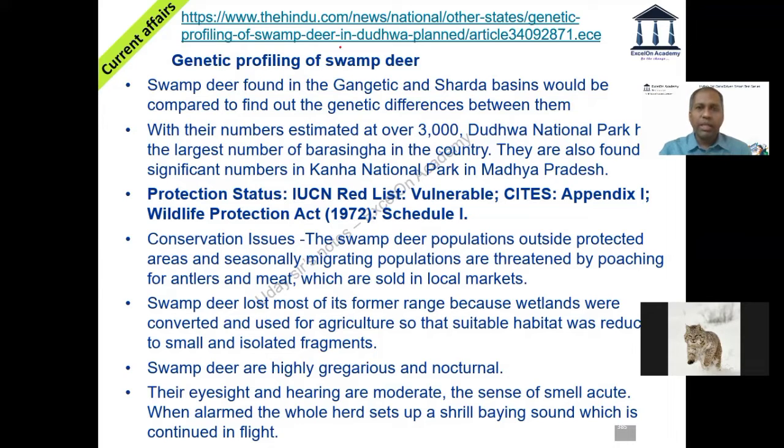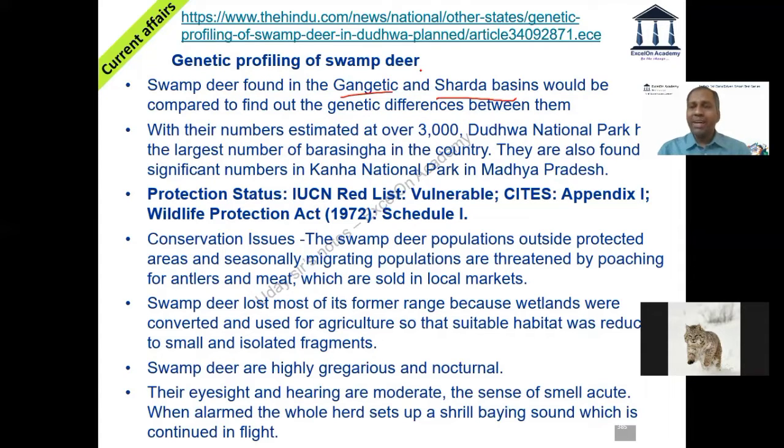It is found in the Gangetic Plain, and it's also found in the Sharda Basin. So whenever you see something like this, what is the first thing you need to do? You need to Google and find where the Sharda River is. You will figure out that it is in the Nepal UP region. Please do Google and find out about Sharda.